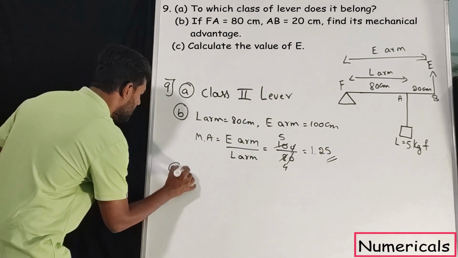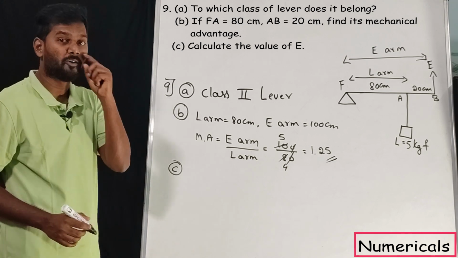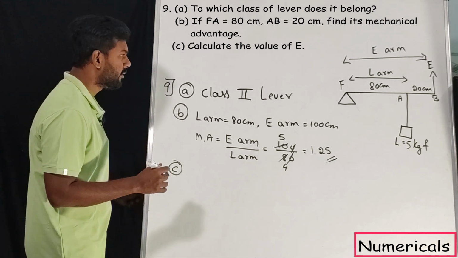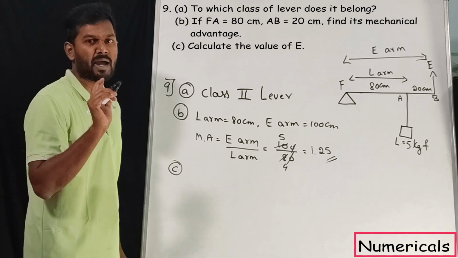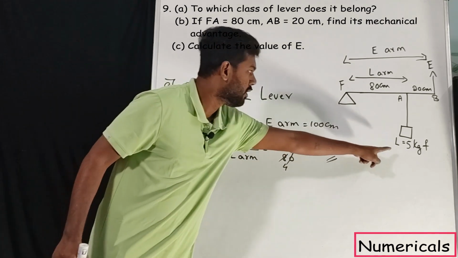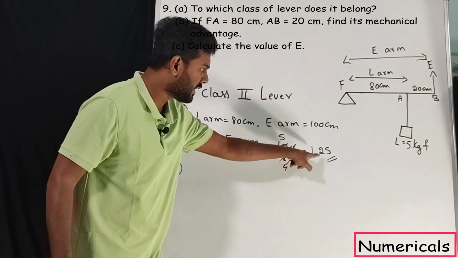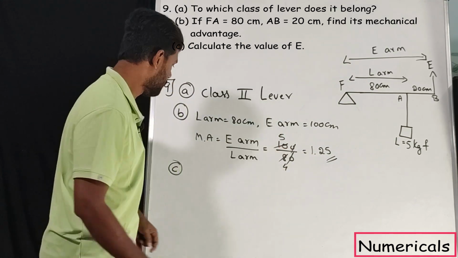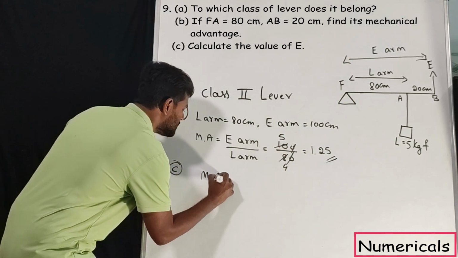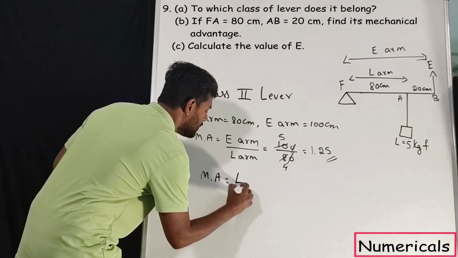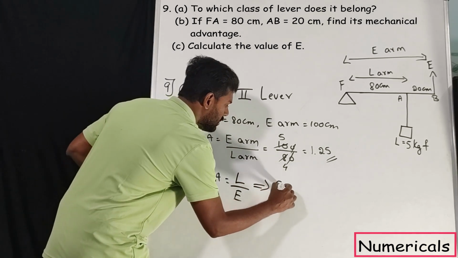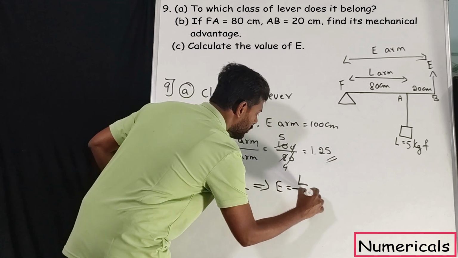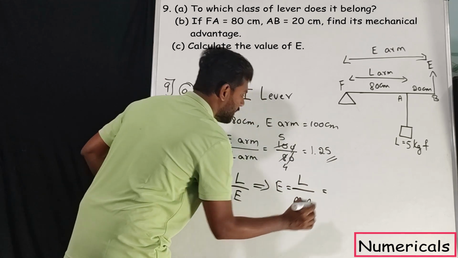Now we'll go for part C. Okay, we have to find the effort value. To find effort value, at least we need load value and mechanical advantage, correct? See, load value is given in the question, mechanical advantage, that is what we found just now. So which is the one more formula for mechanical advantage? Load by effort. What we have to find? Effort. So that will be load by mechanical advantage.